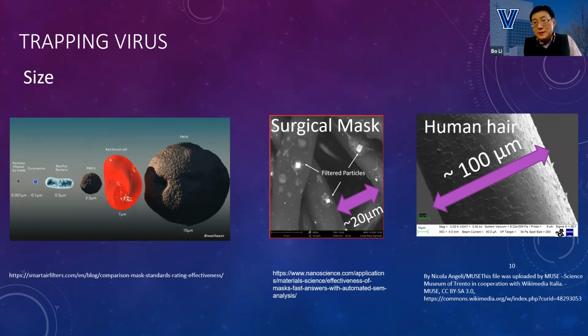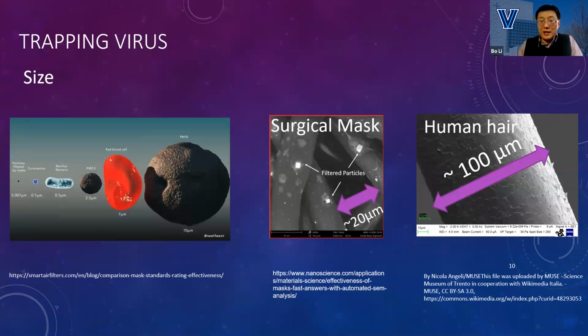But when we talk about virus trapping, we need to first look at the size of the virus. From right to left, we're looking at human hair, the size of the mask, and also the size of the virus. We can see that the human hair has an average diameter of about 100 micrometers. And the surgical mask, as we have mentioned, has a fiber diameter that ranges from 500 nanometers, or equivalently 0.5 micrometer, to 10 micrometers, and the gap or the pore size is around several micrometers.